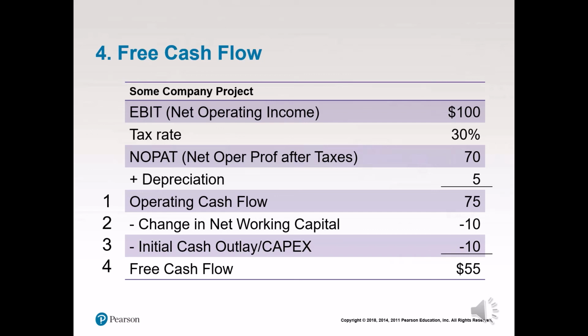The change in net working capital uses cash, so it's going to use some of this operating cash, so it becomes a subtraction from the operating cash flow that comes into the project. The third step is the change in capital expenditures. This is how much we had to pay initially, our initial cash outlay for the project, so that's also a deduction. So what's left is the cash that's free and clear above all of these obligations. And for this project, it is $55,000.